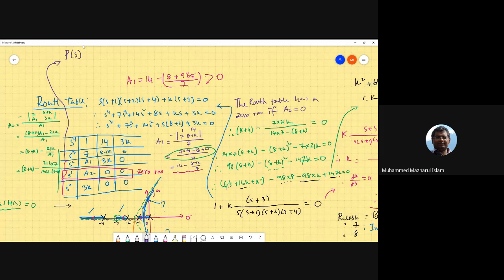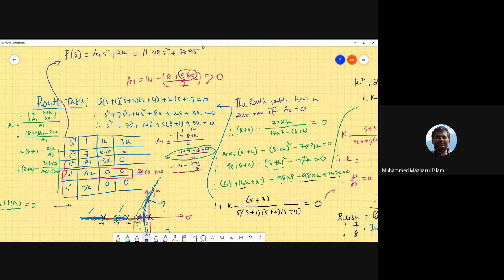We have to form a polynomial, so find the polynomial which is a1 s square plus 3k. Of course we have to put the value of a1 and k. So for k equals 9.65, a1 was 11.48. Our 3k would be 9.65 multiplied by 3, which is 28.95. This is our P(s).